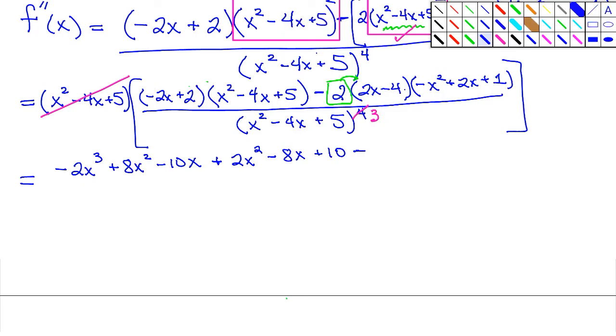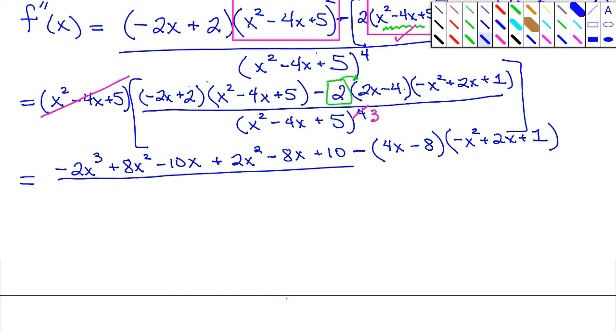It only distributes to one of them. Distribute is not even the right word. It multiplies into one of them because they're all factors, right? So when you have 3 factors and you multiply them together, you just multiply them all together. So this is going to be 2 times 2x is 4x minus 8. That's all still divided by x squared minus 4x plus 5 to the 3rd power.